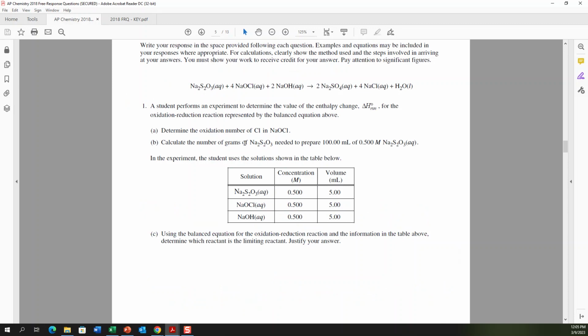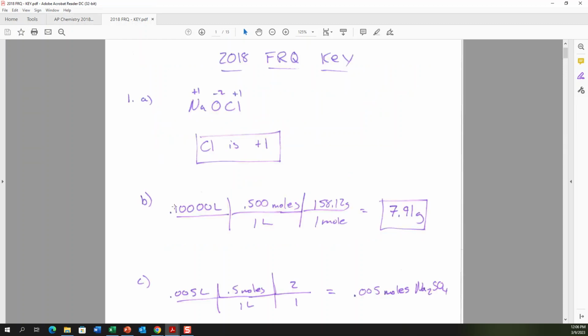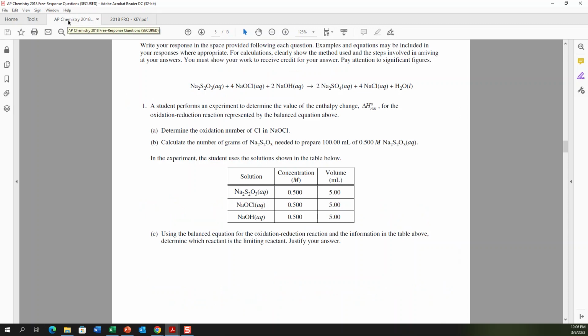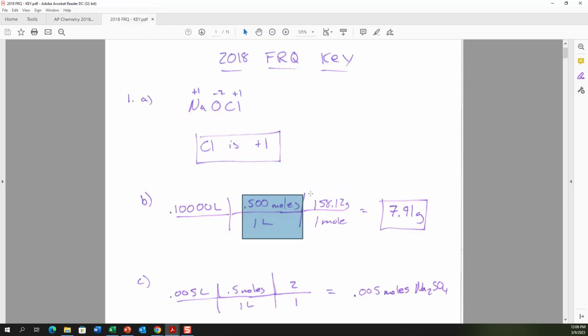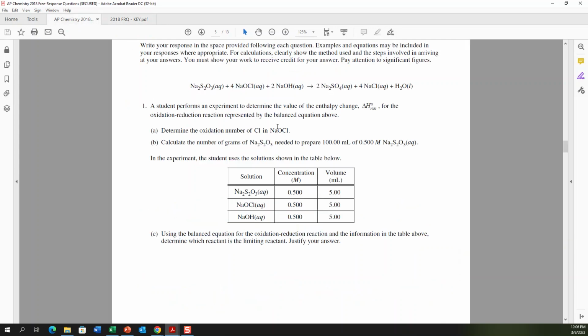Calculate the number of grams of sodium thiosulfate needed to prepare 100 milliliters of a 0.5 molar solution of sodium thiosulfate. All right, so this is just dimensional analysis. We need to take liters and molarity and get to grams of solute. So we would take our volume in liters times the molarity. That would give us how many moles of thiosulfate. And did they give us the molar mass? No, they didn't give us the molar mass. So we'd have to calculate the molar mass of the Na2S2O3 compound. So that's what that is. That's the molar mass of this compound.